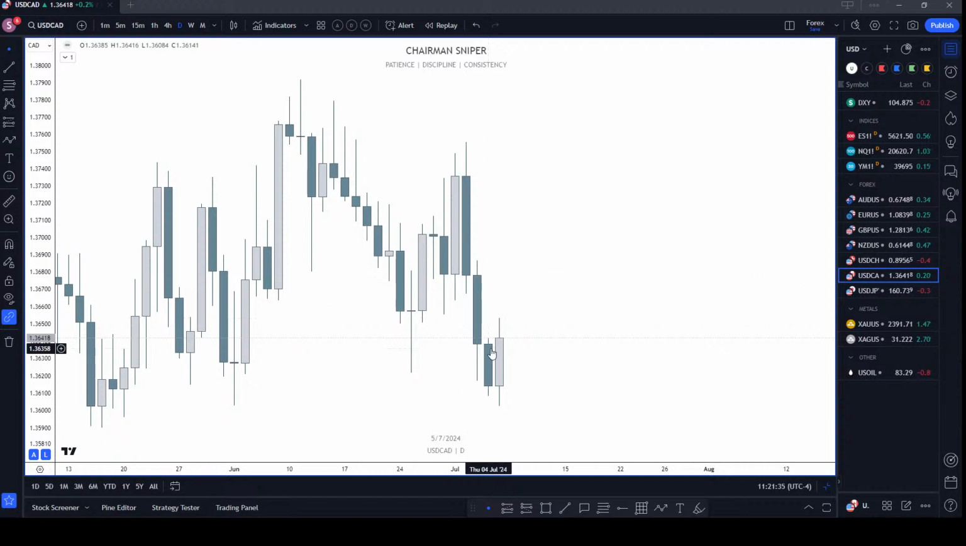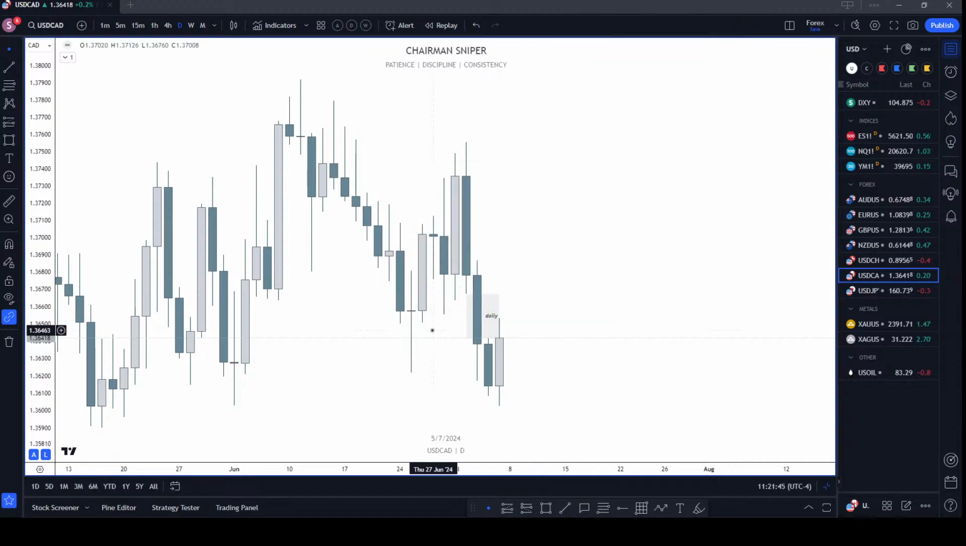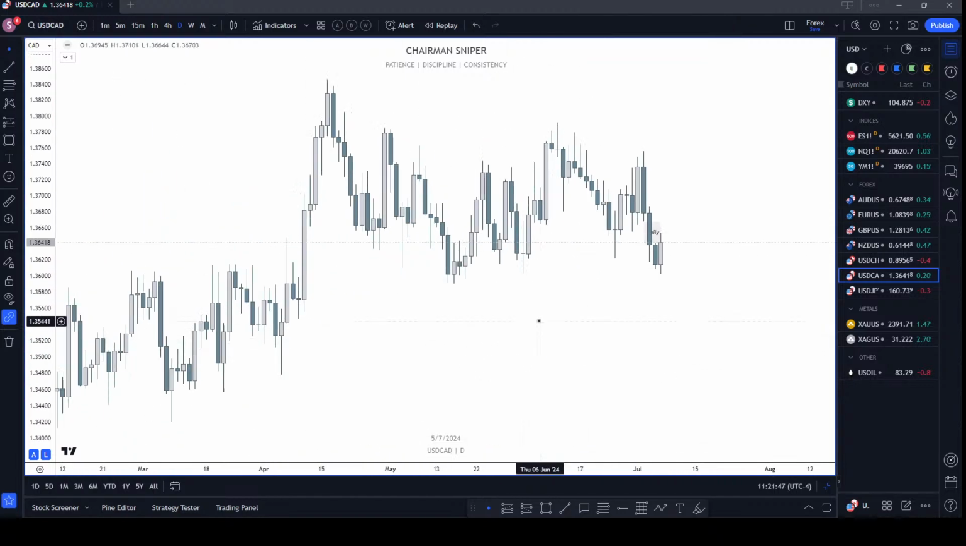We're actually reacting to this daily fair value gap currently, but since the DXY is bullish, we're not looking to sell USD CAD. So I'm just going to leave this here and we're going to move on.